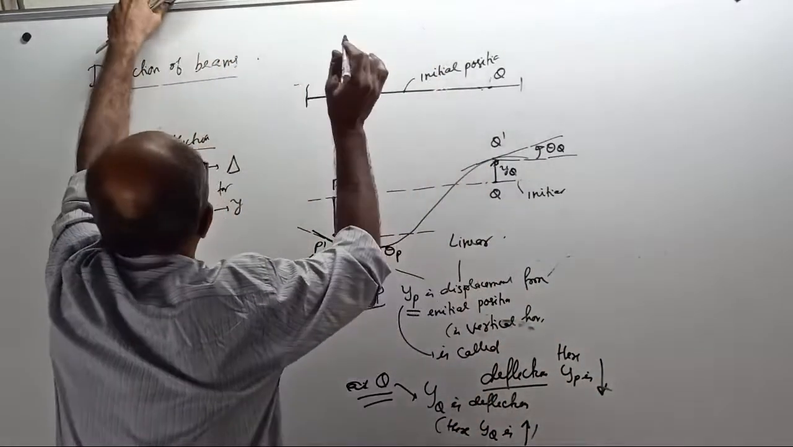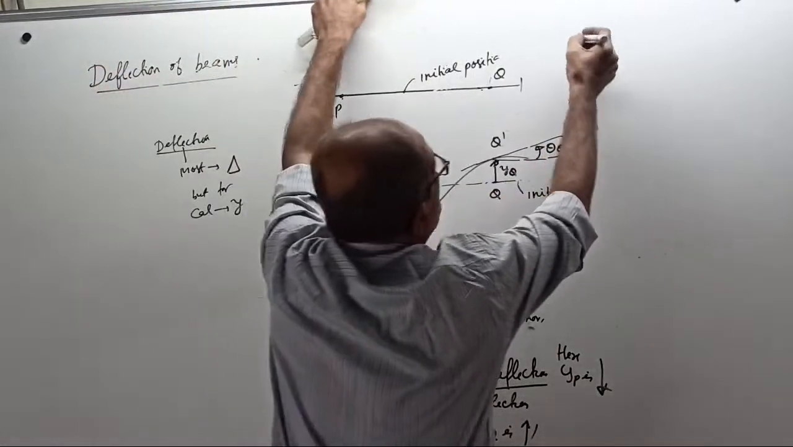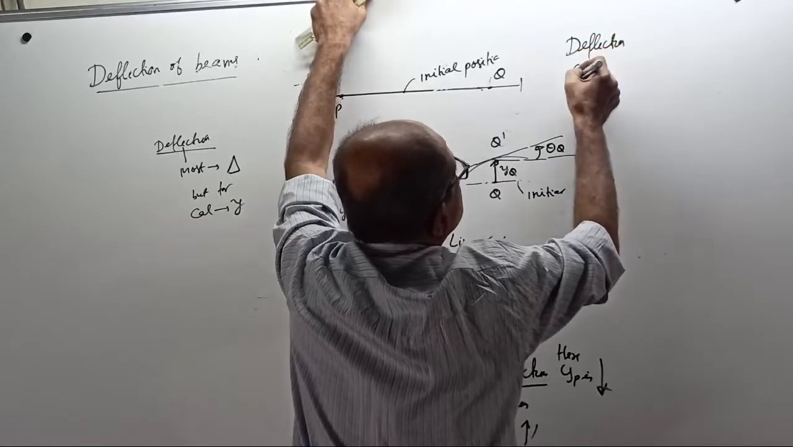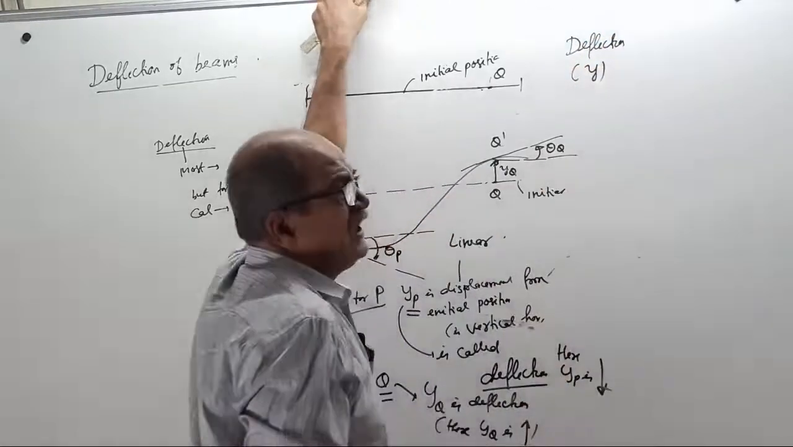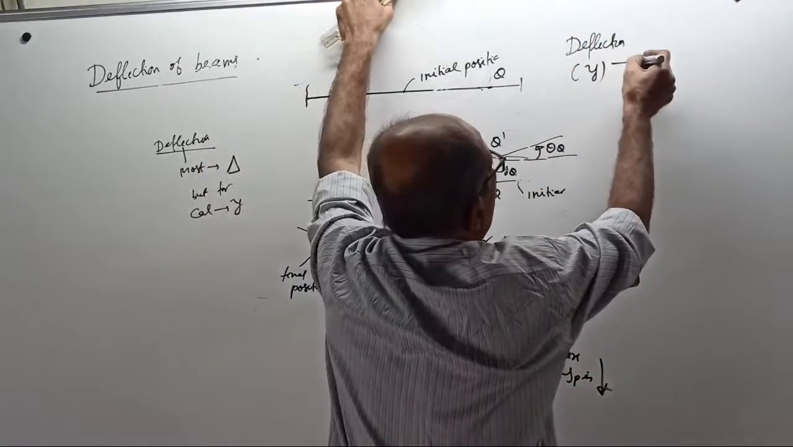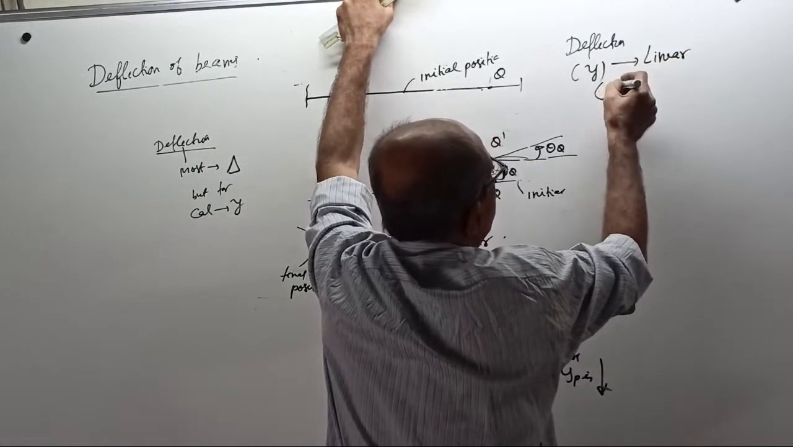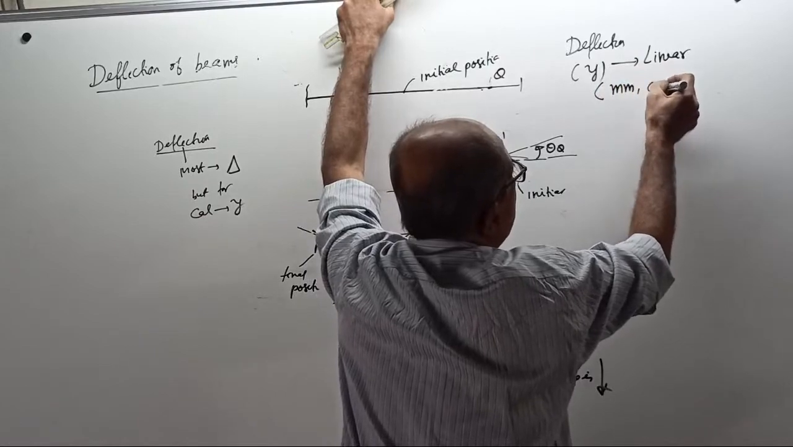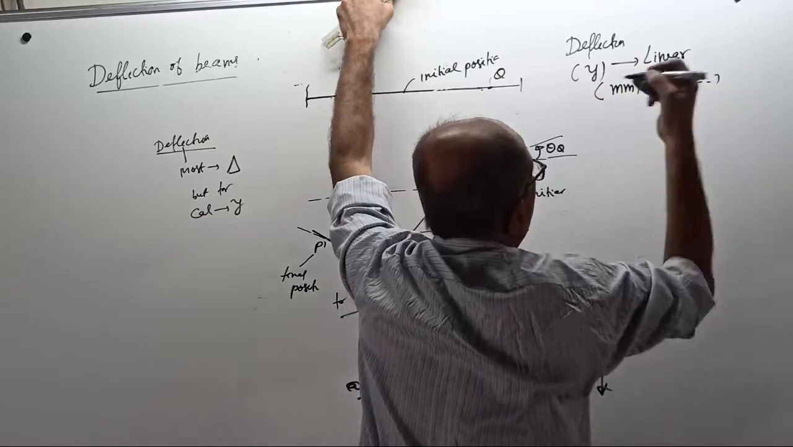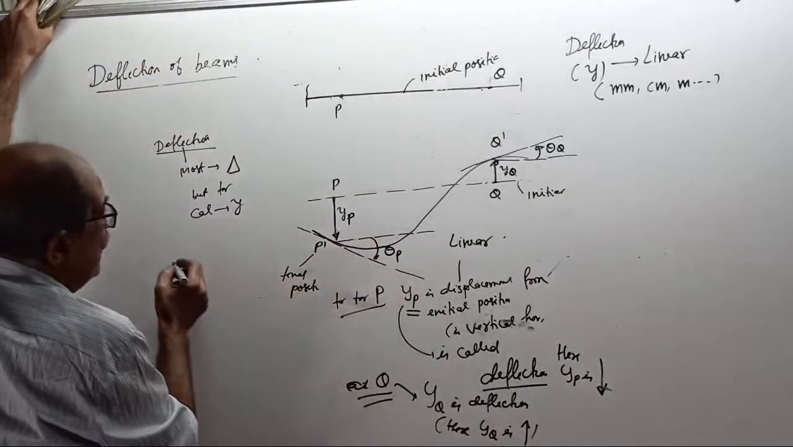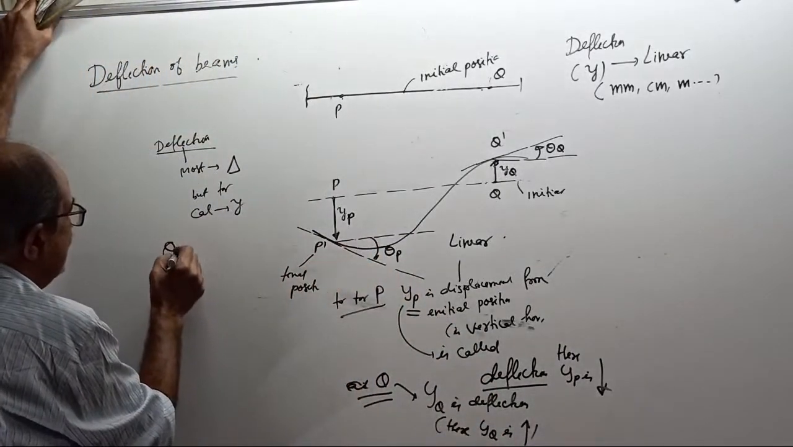So remember, first one important thing. When you say deflection, our symbol is y. Later you put delta. Y is always linear, like millimeter, centimeter, meter, etc. Okay, now same way, what is theta p?